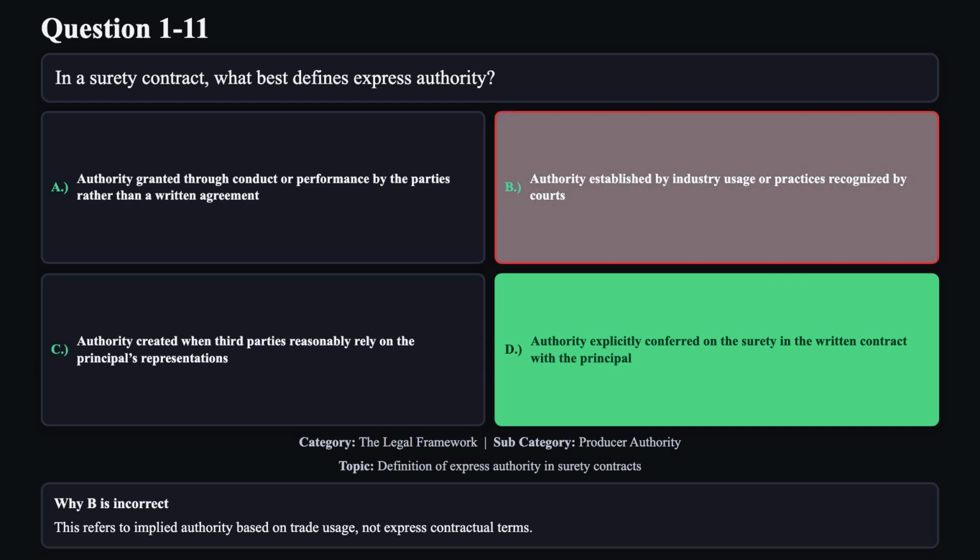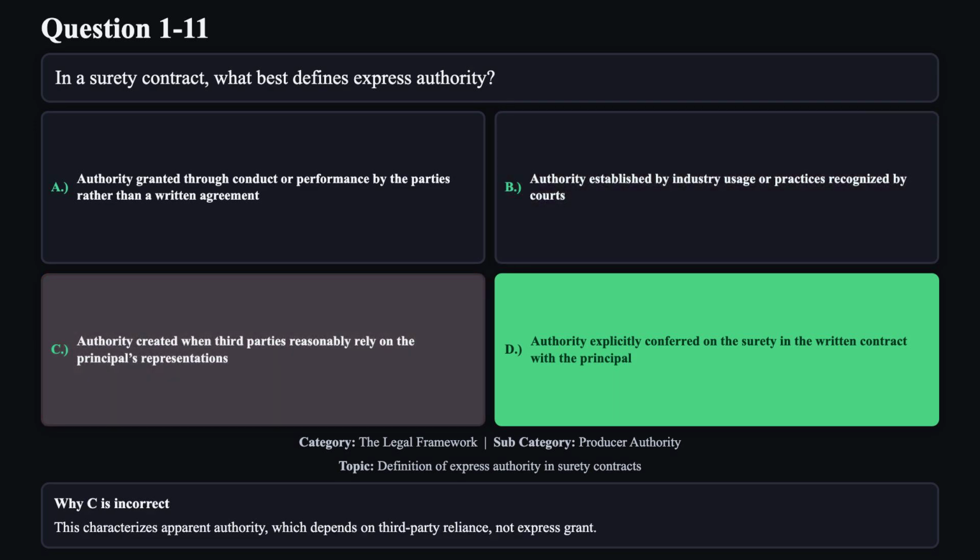Reason B is not correct. This refers to implied authority based on trade usage, not express contractual terms. Reason C is not correct. This characterizes apparent authority, which depends on third-party reliance, not express grant.